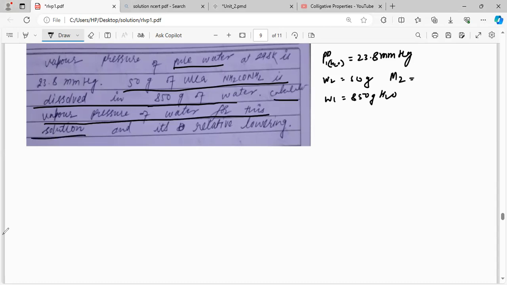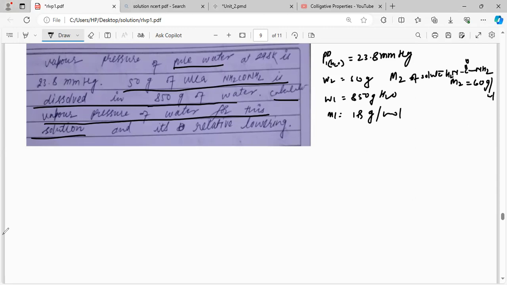So what is M2 of urea? M2 is the molar mass of solute. Urea is NH2 C double bond O NH2. M2 is coming 60. Now M1, how much is it? 18 gram per mole. This is very simple molar mass.